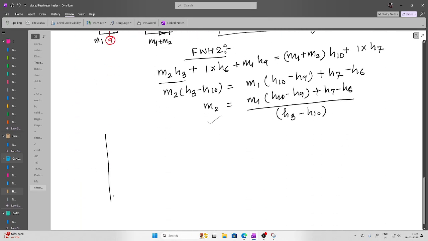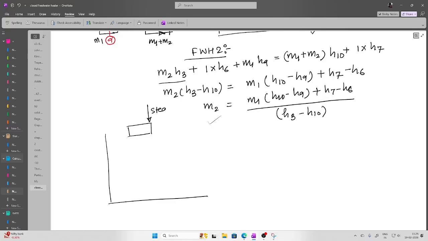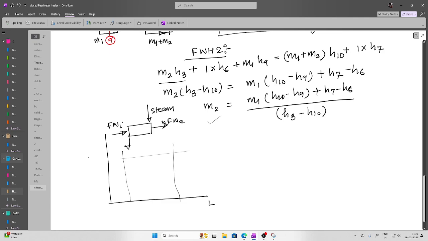If I try to draw this, this is your feed water heater, let's say. This is the entry point of steam, and here the condensate is moving out. From here the feed water enters and feed water leaves. So this is feed water entry and this is feed water exit. If you try to draw it, this is the length of feed water, let's say, and this is the temperature rise.